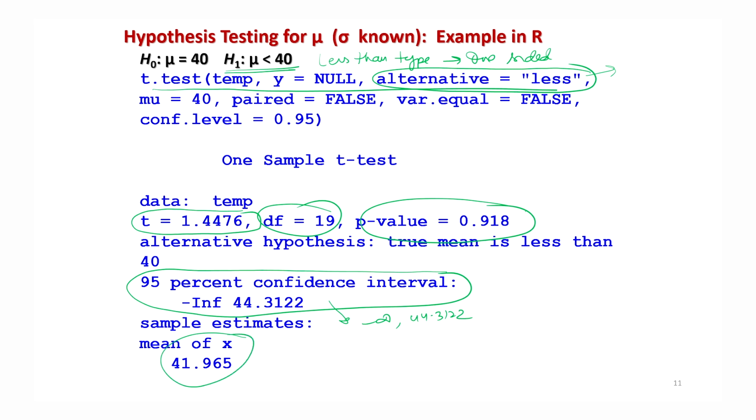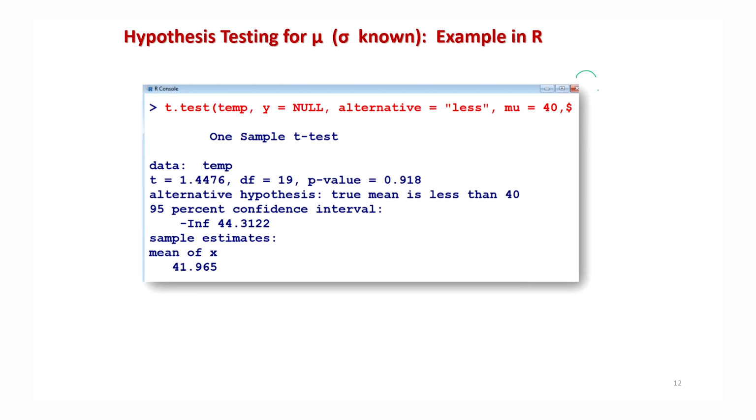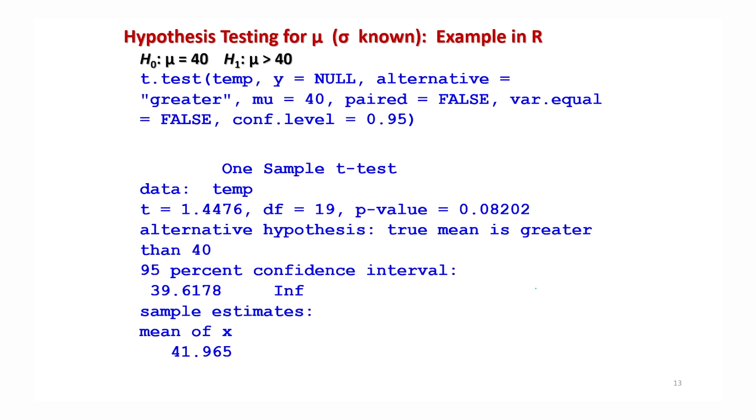This is the difference you can see here, but now you can use the same rule: reject H naught if p value is less than alpha, that is the level of significance. P value here is 0.918 and alpha here is 0.05. And now you can take a proper conclusion, right? And this is the screenshot of the same outcome.